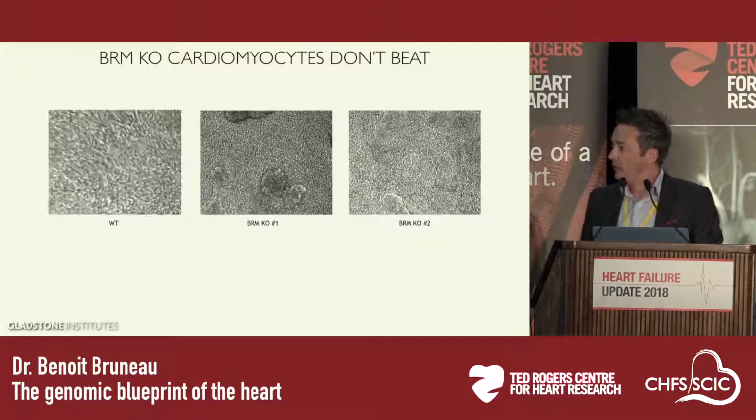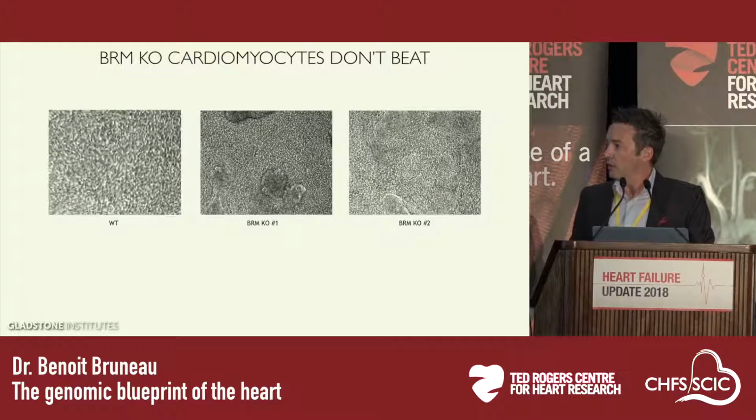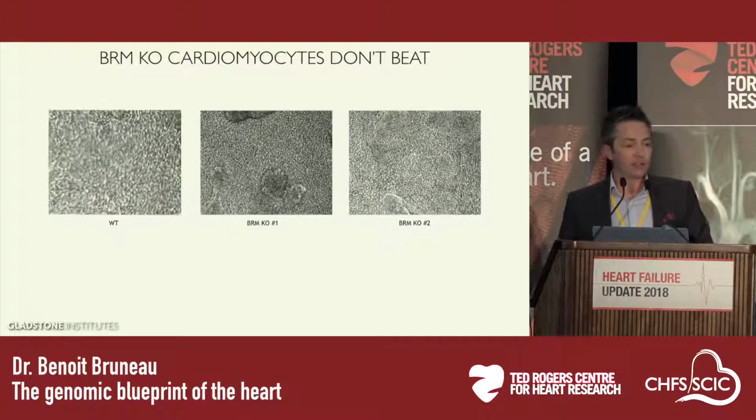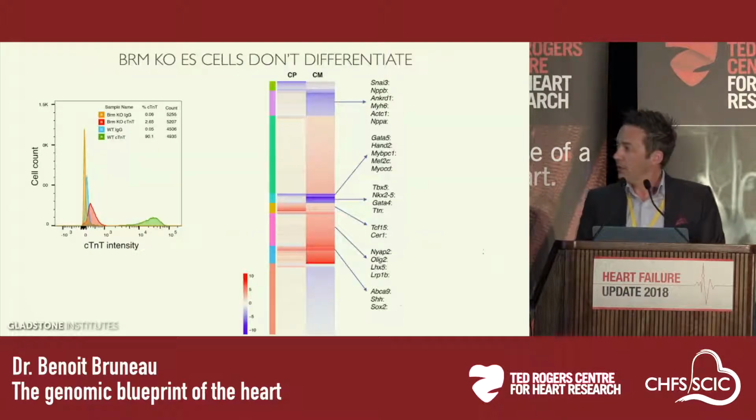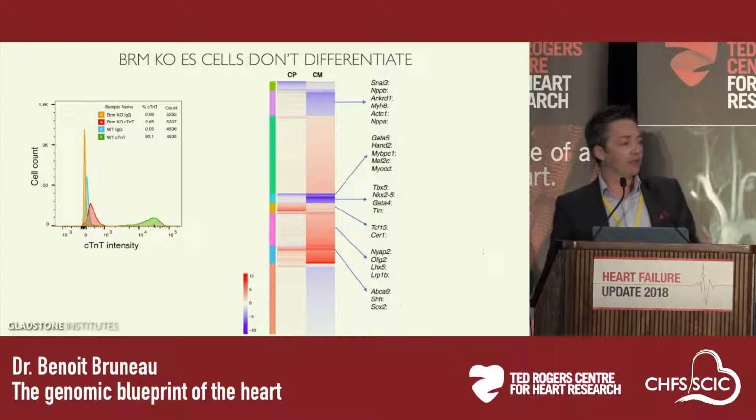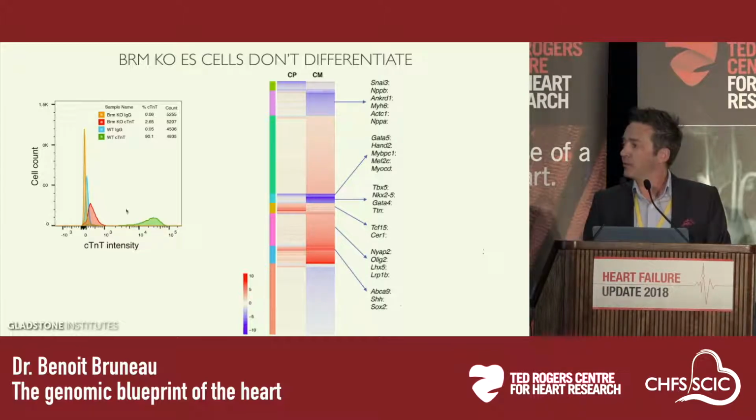They're not beating at all. So what's going on? Are they making heart cells that don't have function? We looked by troponin T staining and by gene expression. On the left is troponin T staining, where in green we have the 90% of cardiac myocytes that we normally see in a wild-type culture.